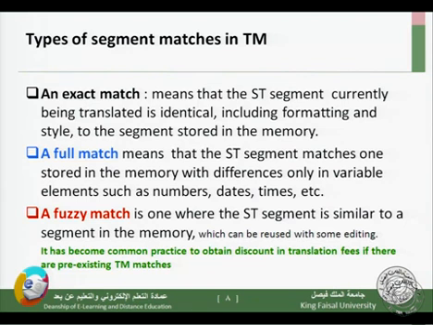Now the fuzzy match, number 3. The fuzzy match is where the ST segment is similar to a segment in the memory, and can be used with some editing. Now you have a segment here, you check it with the memory, and you find out that there is one similar, but it needs a lot of editing. So you need to edit. That's why they call it fuzzy. It means not exact, not full match.